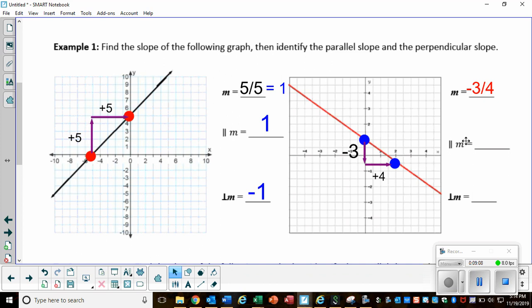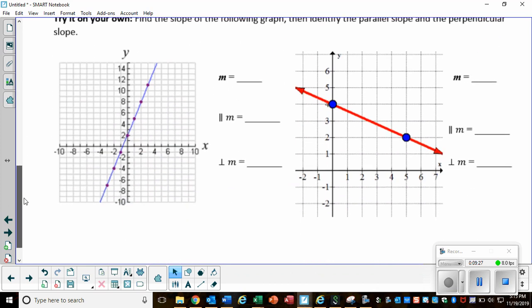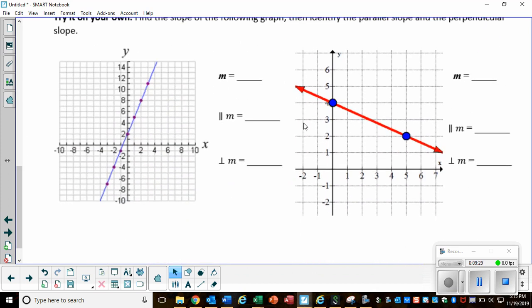My parallel slope will be the exact same, so also negative 3/4. My perpendicular slope will be the flip version of this fraction, and I change the sign. So this will become positive 4 over 3. Okay? So you guys are going to try these two on your own. I already have clear points for you to pick, so you don't have to worry about it. Okay?